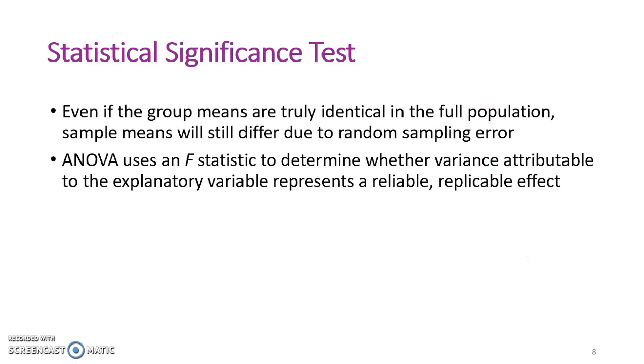And then generally for a statistical significance test, even if the group means are identical in the overall population, we know that the sample means will still differ somewhat just due to random sampling error. And so with ANOVA, we're going to use that F statistic, that overall model statistic we talked about in regression. It's the same statistic to determine whether the variance that's attributable to the predictor does represent a reliable, replicable effect. That is to say, the F statistic will tell us whether our predictor is significantly influencing our outcome, just as it did in regression.